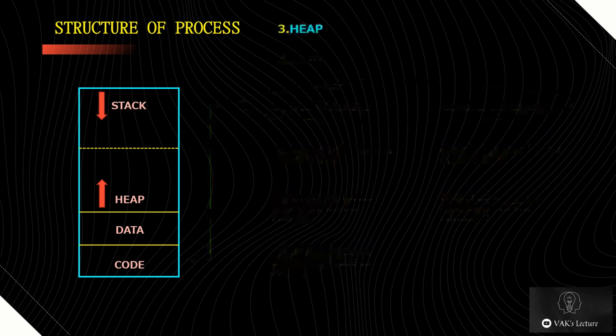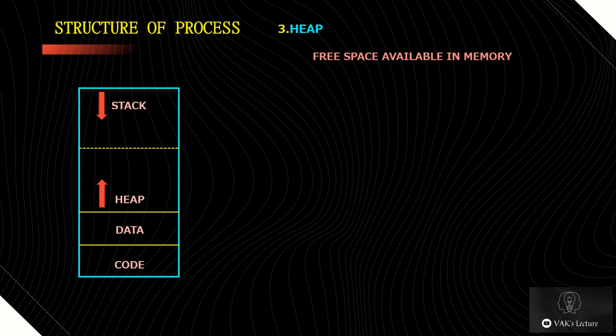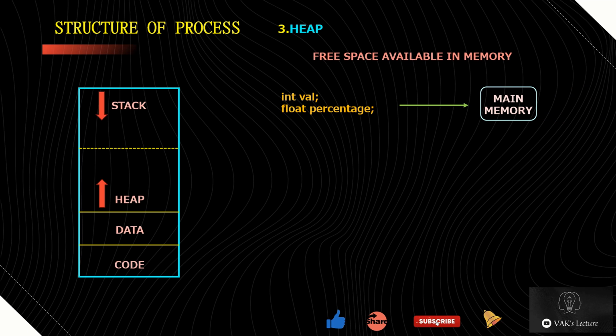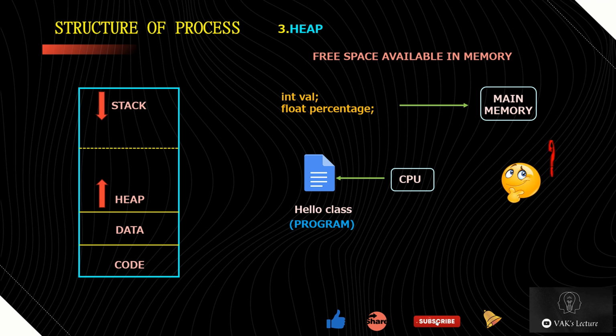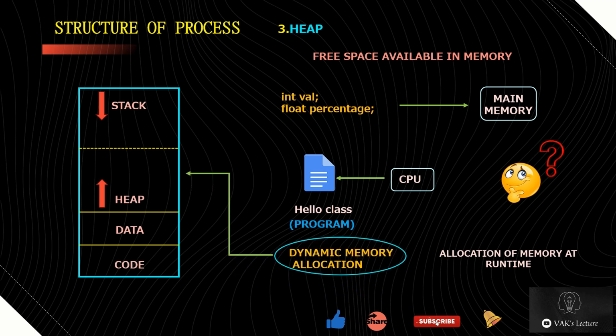Third one, heap. This heap is not a heap data structure. It is a free available space in memory. It is used for dynamic allocation. When we write a program, we define some variables. The memory for those variables is allocated as we declare them. But in some cases, we don't know how much memory will be required at runtime, so we cannot allocate the memory statically. In that case, we need dynamic memory allocation, which is allocated at runtime. So the dynamic memory allocation is done in the heap section.